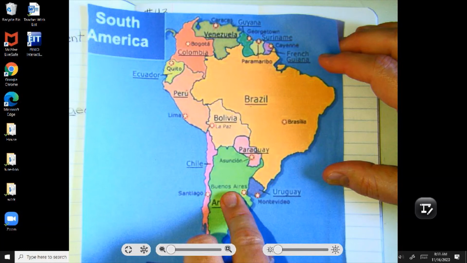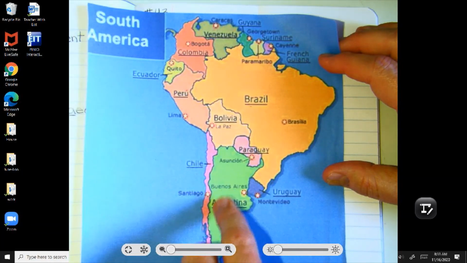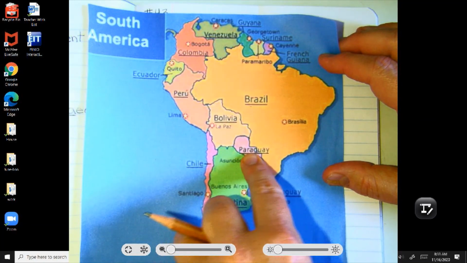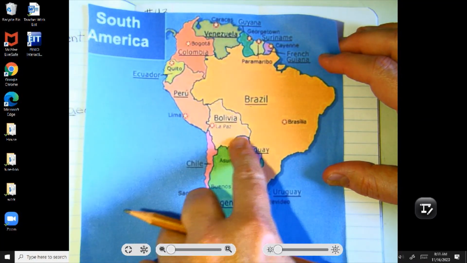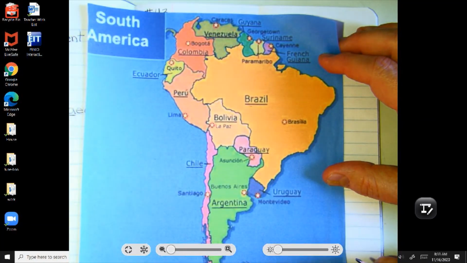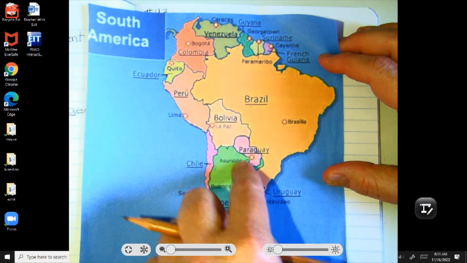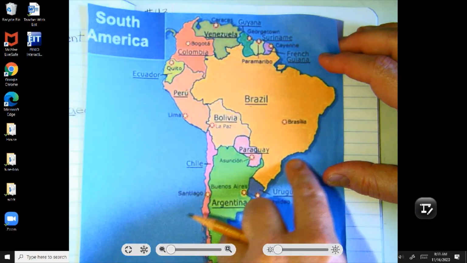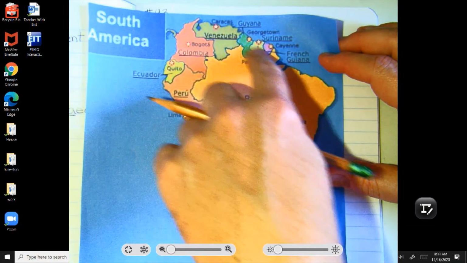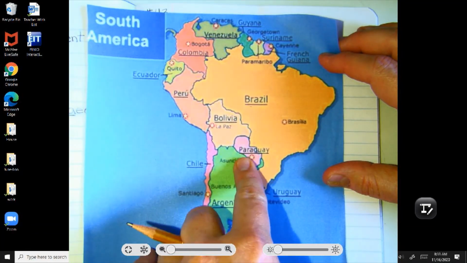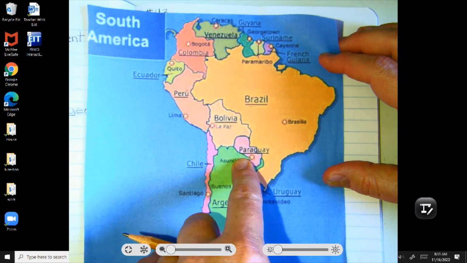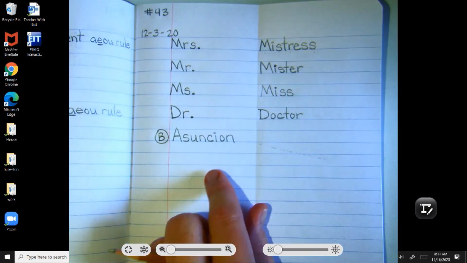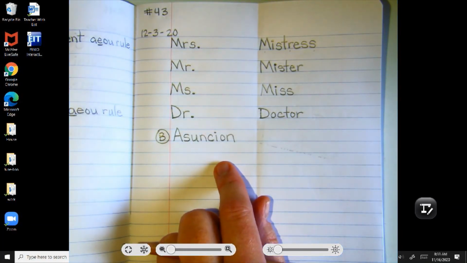Right? Earlier this week, we did Buenos Aires, Argentina. Just north and east of there, right? A landlocked country, right? Most of these countries, if you take a look, are along the coast. But Paraguay is landlocked. Asuncion is that capital. Asuncion, Paraguay.